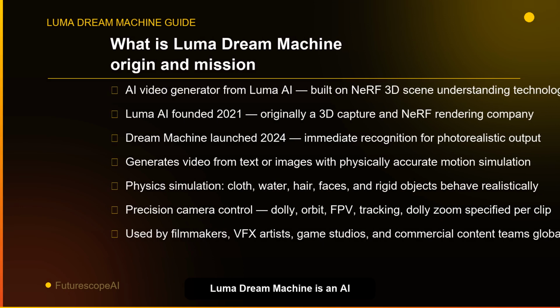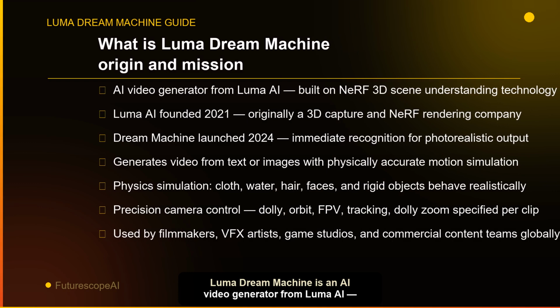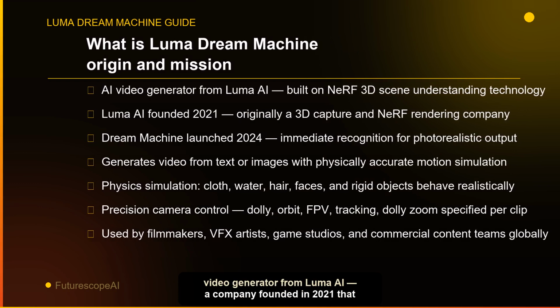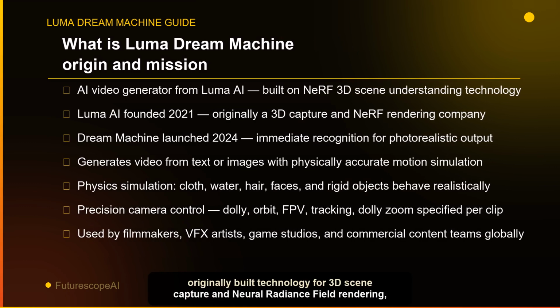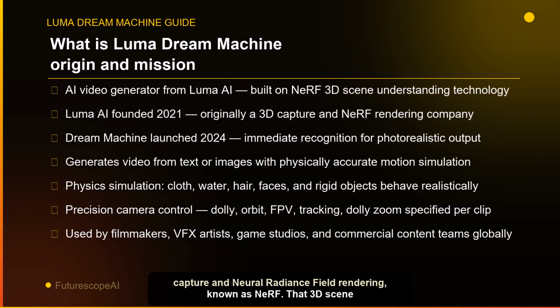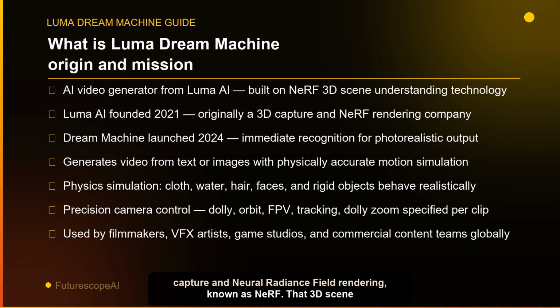Luma Dream Machine is an AI video generator from Luma AI, a company founded in 2021 that originally built technology for 3D scene capture in neural radiance field rendering, known as NeRF. That 3D scene understanding technology is the foundation of Dream Machine. Where other AI video generators learn patterns from flat video data, Luma builds an internal 3D model of the scene before generating motion, which is why its physics simulation is more accurate than most competitors.